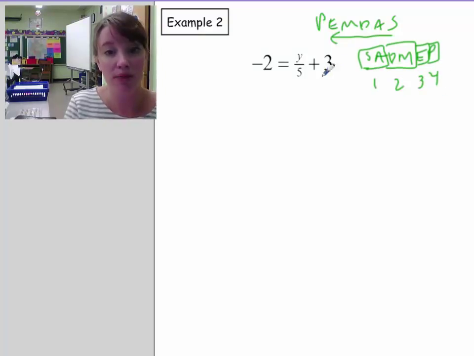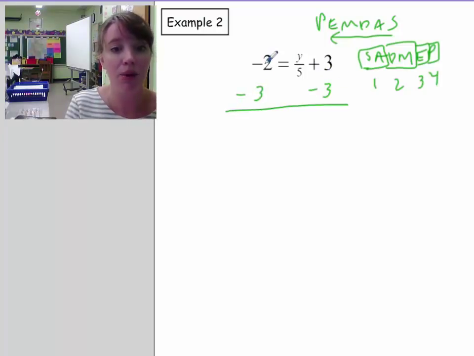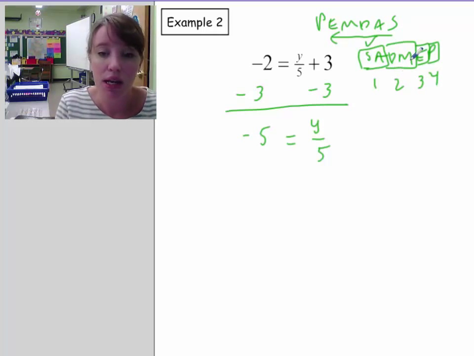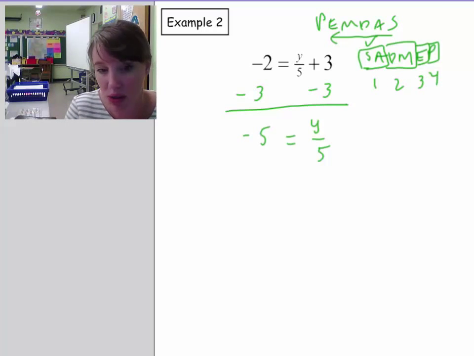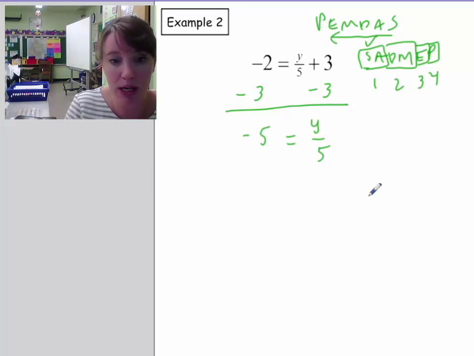Okay, so we have addition in this equation, so we want to isolate the variable by subtracting here. And then we have negative 2 minus 3 is negative 5, and that's equal to y over 5. Now there's a few different ways, so we've done the first box here, we've done any subtraction and addition. Now the second box is division and multiplication. So y is being divided by 5. I want to get rid of that. There's a couple different ways you can think about it. You can either multiply each side by 5 over 1.